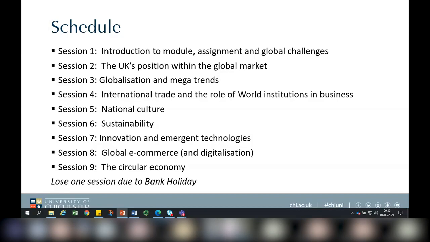So we do lose one lesson on this module because of the bank holiday, which is unfortunate, but I'll probably squeeze in a bit more of a society focus lesson somewhere, but I'll have to think about that outside. Is there anything on this list that people aren't particularly interested in? Because not every topic's gonna interest you.